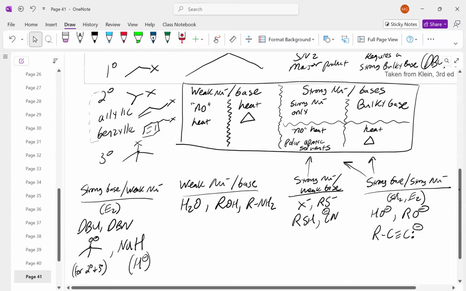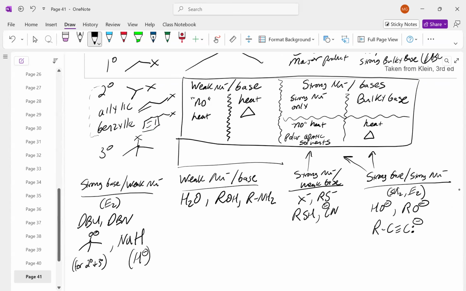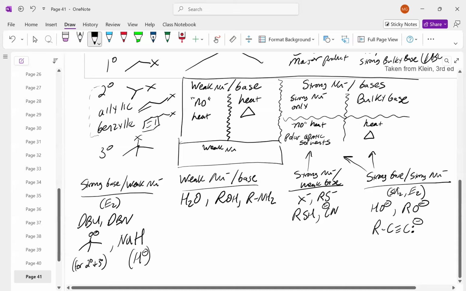Now, finally, let's address tertiary. All right, with tertiary here, we want weak nucleophiles and weak bases to do SN1 or E1. And again, the dividing line between that pretty much is no heat and heat.